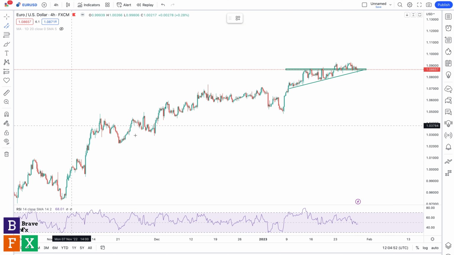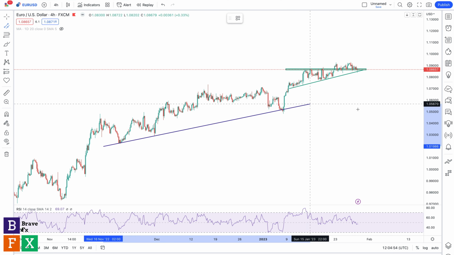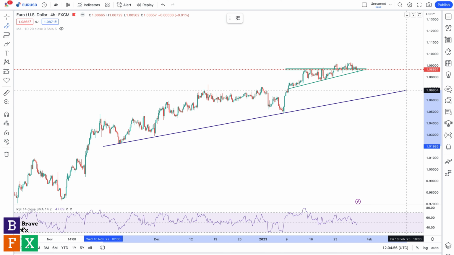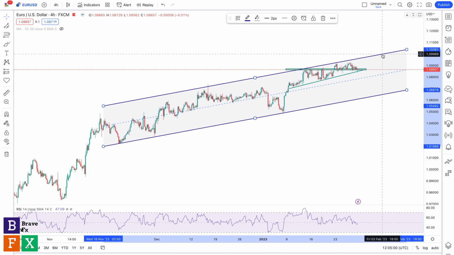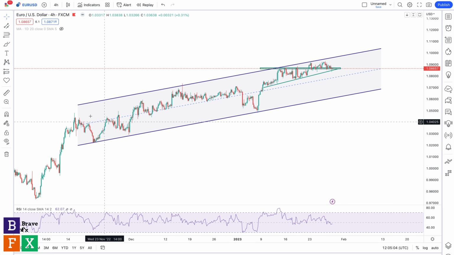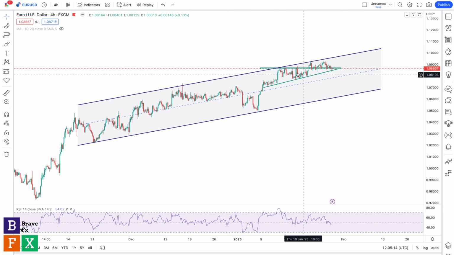I'm going to pull up the channel tool, okay? So if you pull up the channel, you're going to see something like this, taking these highs, right? You can see this is kind of like a bullish flag, right? Which is supposed to signify that price is heading higher. But if you take a look at this channel closely, you would notice that price is currently ranging at the higher end of the channel. So there's a good chance, okay?